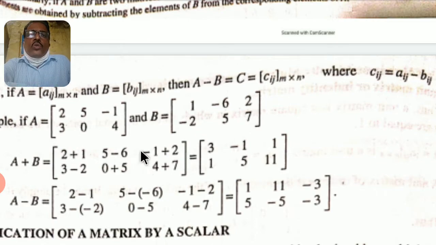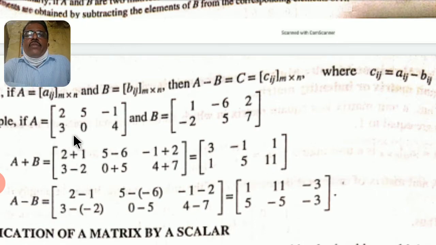That is equal to 2 plus 1 means 3, 5 minus 6 is minus 1, then minus 1 plus 2 is plus 1, 3 minus 2 is 1, 0 plus 5 is 5, 4 plus 7 is 11. So like this we add. The corresponding elements of the matrices should be added. That is all.